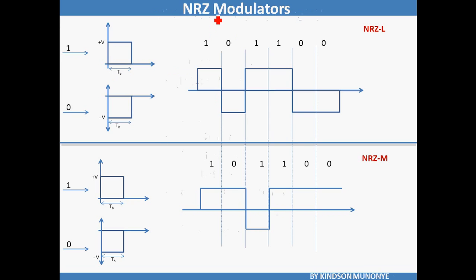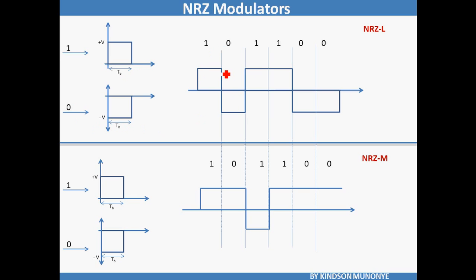Okay, here we have NRZ modulators. In NRZ modulators, we have this first one, NRZ-L. Now, what happens when a bit stream is received? If it is a 1, it generates a positive voltage, plus V, for the time duration Tb. If it's a 0, a negative voltage, minus V, for the time duration of Tb.